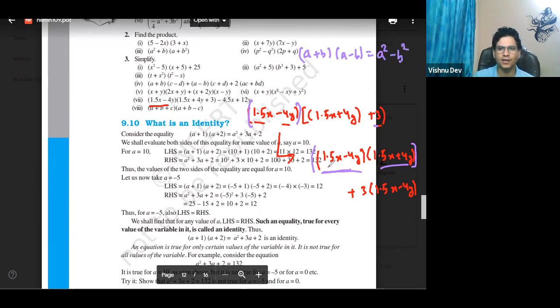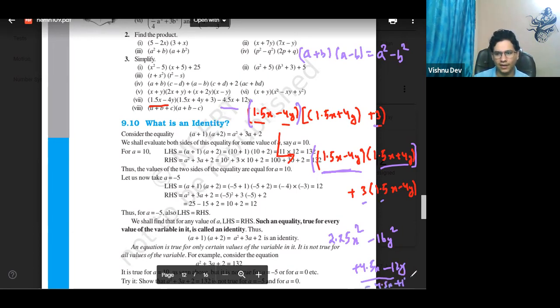Correct. So tell me, (1.5x minus 4y) into (1.5x plus 4y), right? I can just write 2.25x square minus 16y square, a square minus b square. Yes or no? Now here plus 4.5x minus 12y, right? But in the problem, we have minus 4.5x plus 12y also. So these two terms are cancelled, right? So this is the answer.